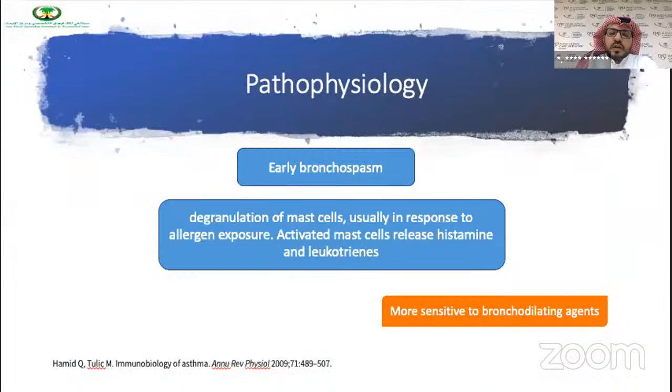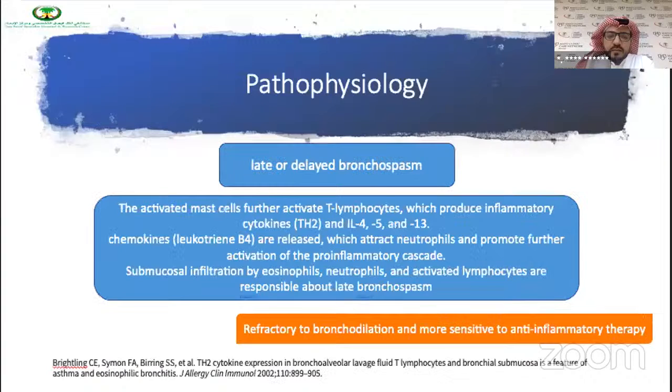There are two bronchospasm phases happening in asthmatics during attacks of asthma, and it's important to understand these two processes in asthma exacerbation so you will understand which one is more sensitive to bronchodilating agents. If the patient presents early with early bronchospasm in the emergency, most of what's going on is degranulation of the mast cells, usually in response to allergen exposure, which causes activation of the mast cells and release of histamine and leukotrienes. This early bronchospasm is more sensitive to bronchodilating agents.